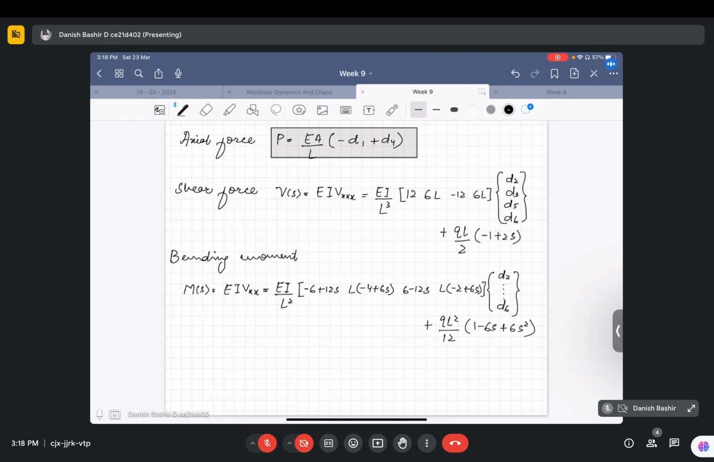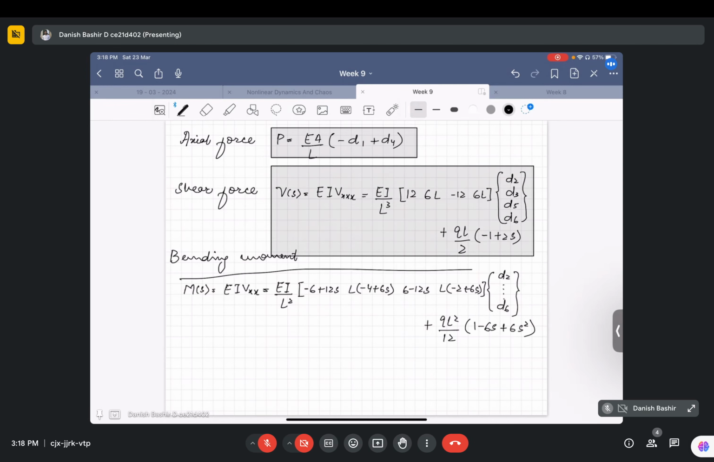These are the formulas for the axial force, shear force, and bending moment. We will be needing them to solve our numerical problems. So this is for shear force. This is for bending moment.